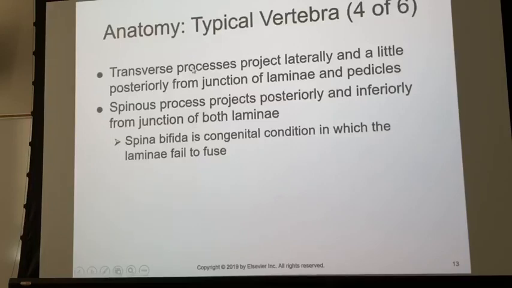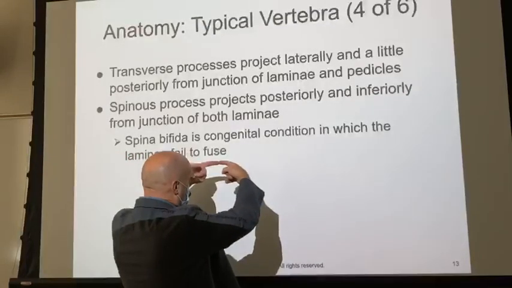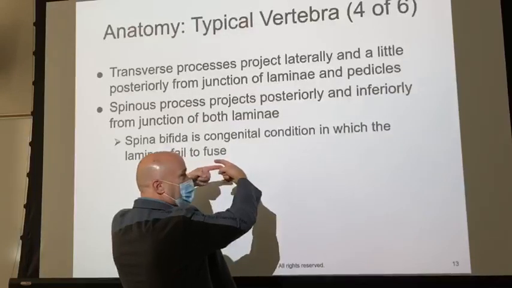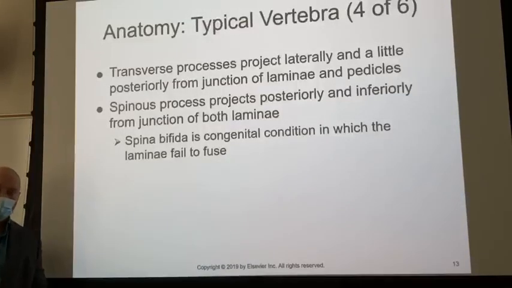So we talked about the transverse processes and the spinous process. Spina bifida is a condition where the posterior arch doesn't completely seal up. It's not that it's unhealed, it's just that it is unsealed. It should be fused eventually, but sometimes instead of coming together in the posterior arch, they miss each other. Most of your patients who have spina bifida don't even know it.